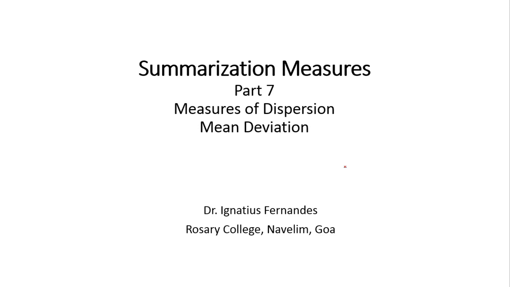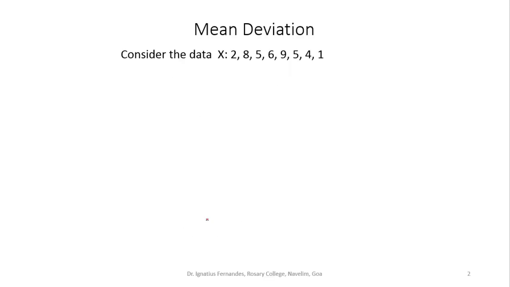Another measure of dispersion that we had is mean deviation, and in this module we'll be talking about how to calculate a mean deviation. As the name itself suggests, the mean deviation is like average deviation, the average deviation of the data values from the central value, or the mean, median or mode.